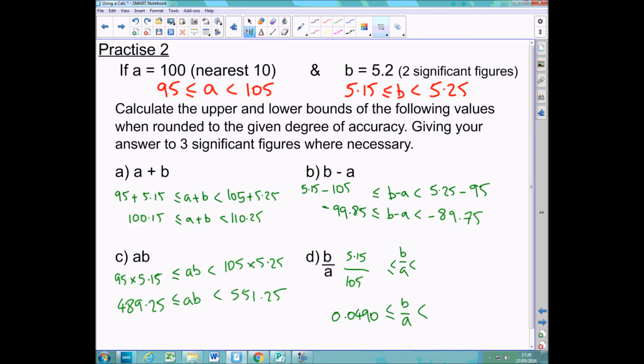And now my upper bound, I'm going to start with the biggest possible value of B, which is 5.25, divide it by my smallest possible value of A, which is 95, and I get an answer again rounded to three significant figures of 0.0553.